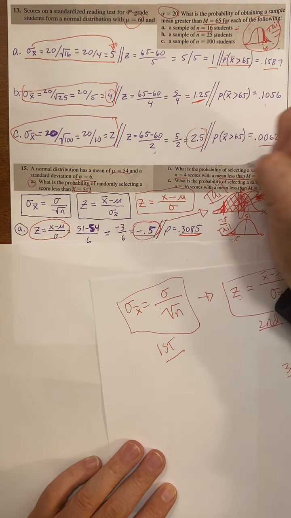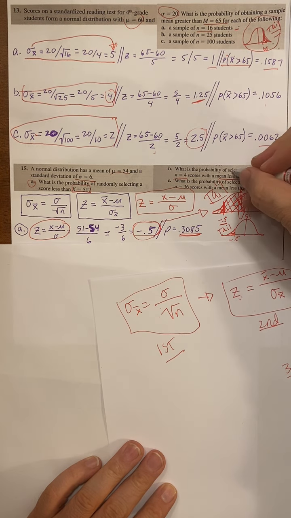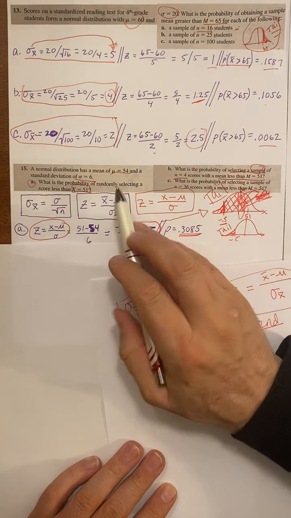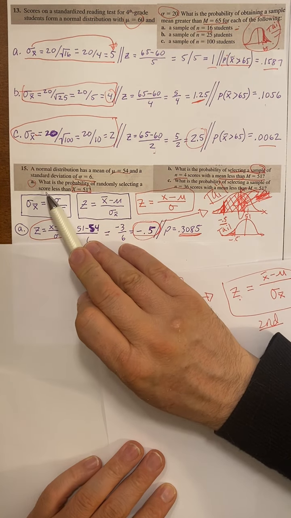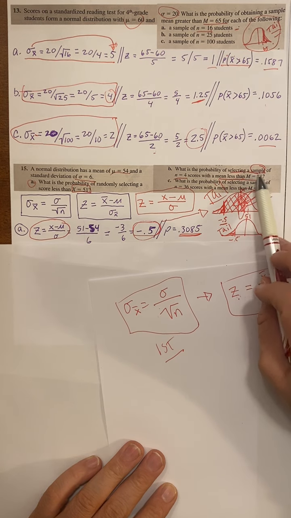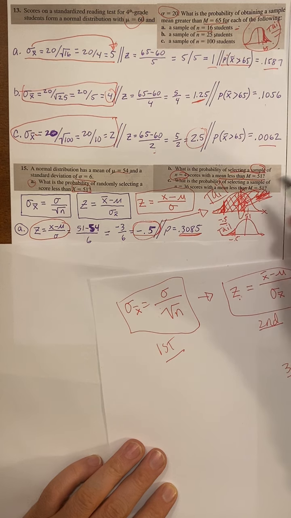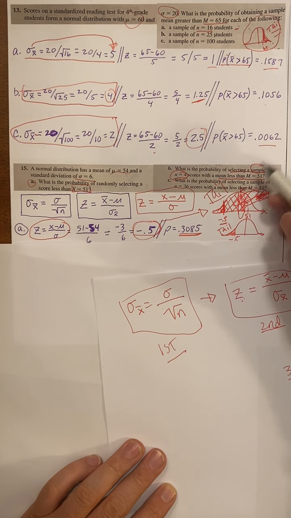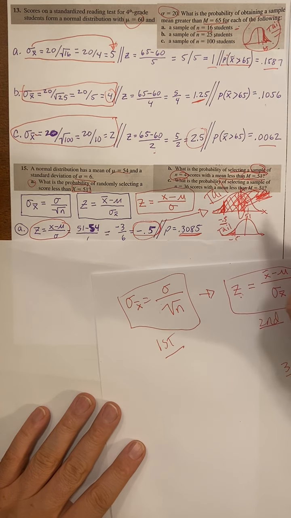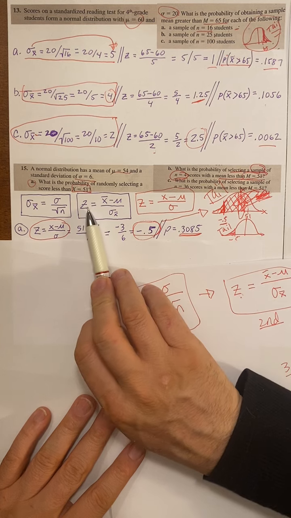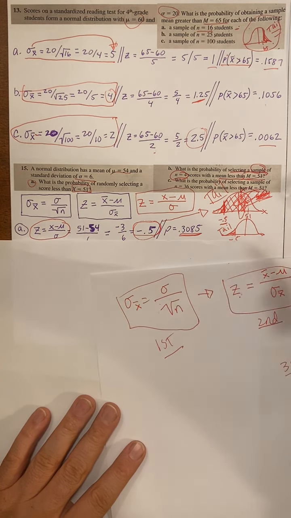How do I know that? Because we pulled out a sample. We didn't select a score, we selected a sample. And that sample had 4 people in it, and we're asking what's the probability that its mean is going to be less than 51. So that means we're going to have to find the standard error, this new Z, and then probably look that Z up in the unit normal table.